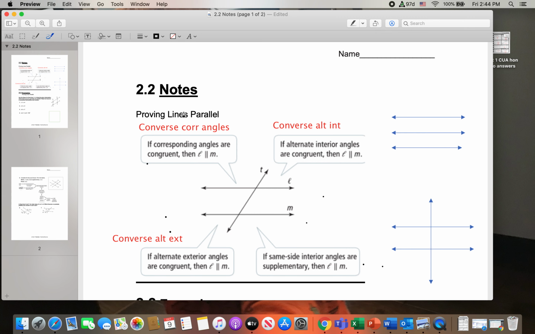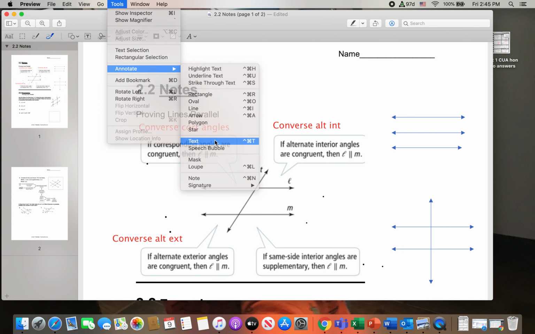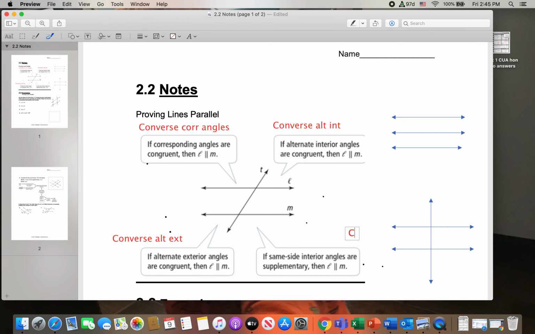And the last one is the one that is different. Same side is not congruent. Same side is supplementary. So converse, same side interior angles. Technically it is exterior, but we always seem to use interior.